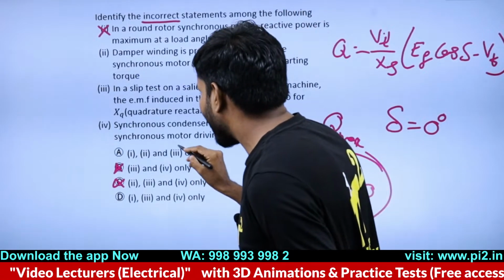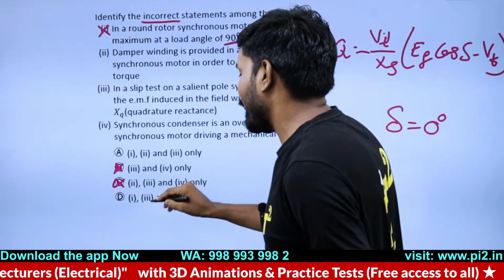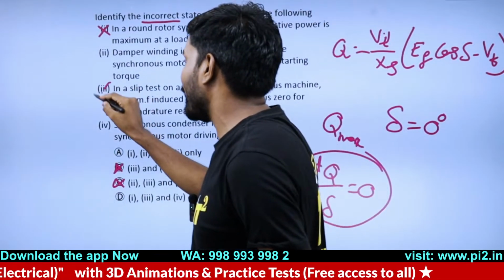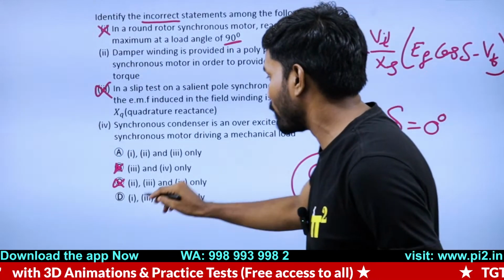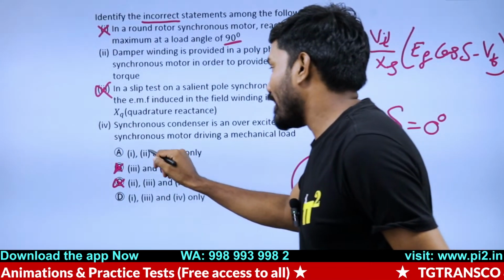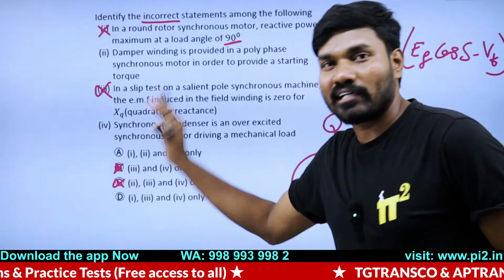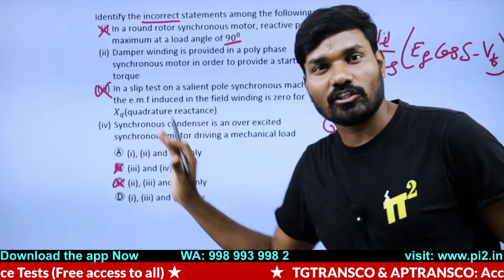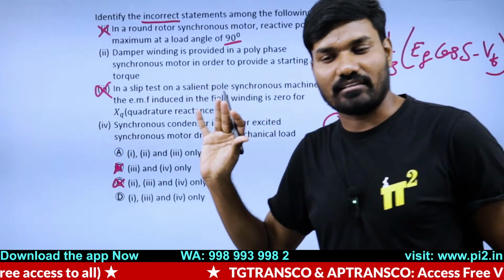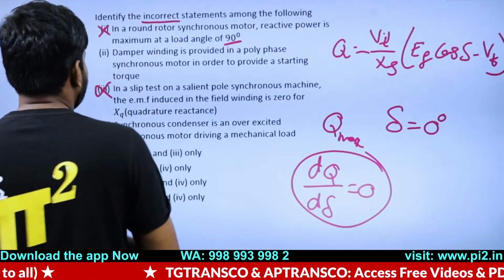Now I don't have to check option 3. I can blindly strike out this option because it is common in both of these. If I check either 2 or 4, I'll be able to mark the right answer. That's it. Now let's see.